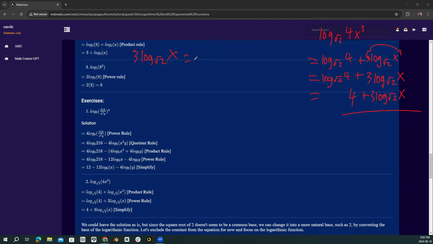And we talked about the change of base formula before. So that's what I'm going to do here. And this is going to become 3 log base 2, which is our desired base, so I'm going to write it as 2, of log base 2 of square root of 2 over log base 2 of square root of 2.